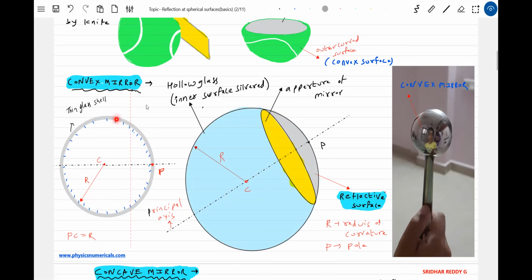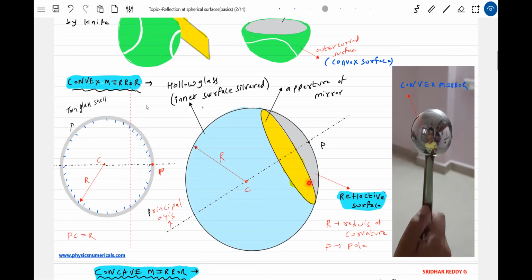Where the inner surface will be silvered and the outer surface will be available for reflection. Inner surface silvered, okay, that one, and the outer surface will be available for reflection. What I do is I'm going to cut it. Are you noticing this red color line? So let me cut this thin glass shell at this particular point.